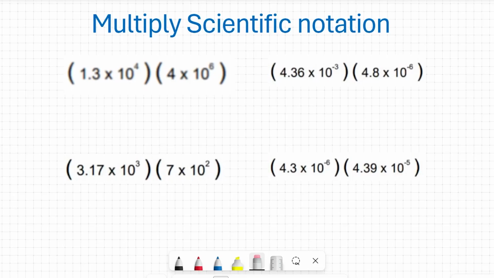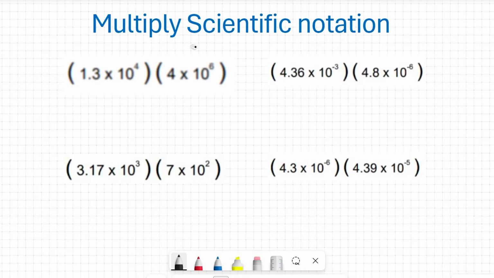Multiplying scientific notation. Whenever you multiply scientific notation, the way you're going to do it is by multiplying the two numbers. In this case, that should be 1.3 multiplying 4. Then after that, you're going to multiply 10 to the fourth times 10 to the sixth. So you're going to be multiplying the two powers.